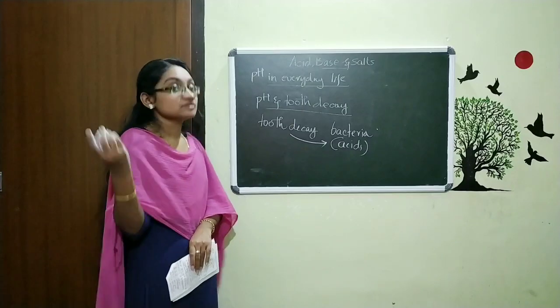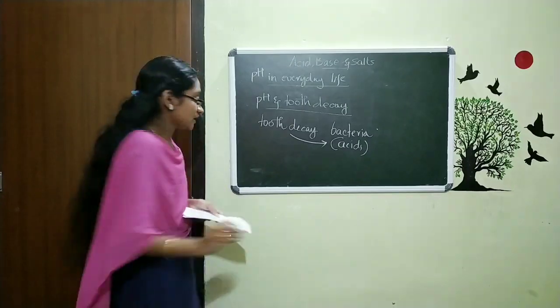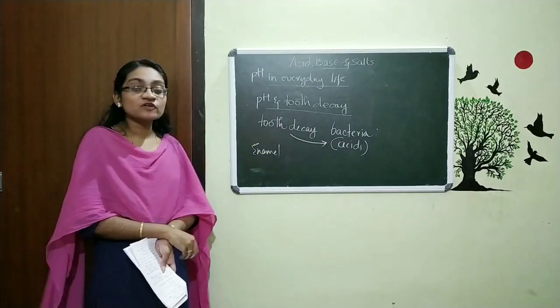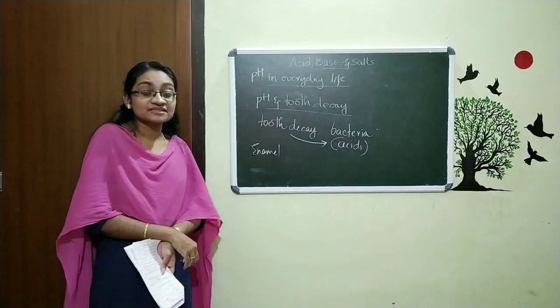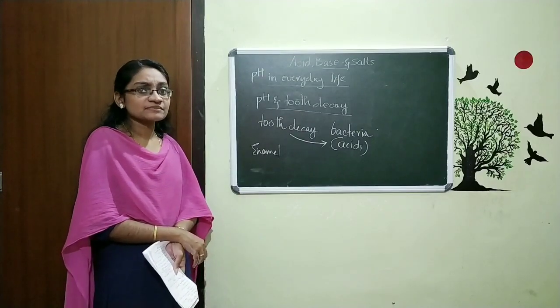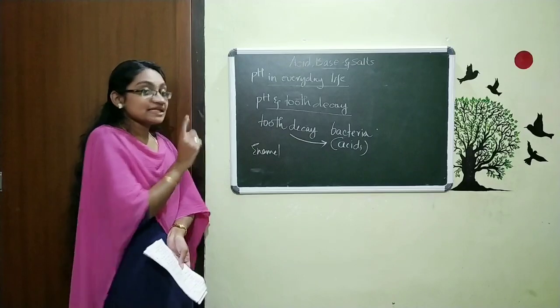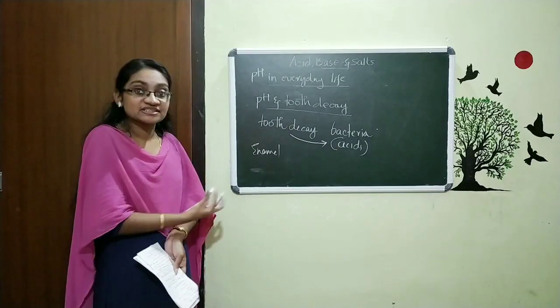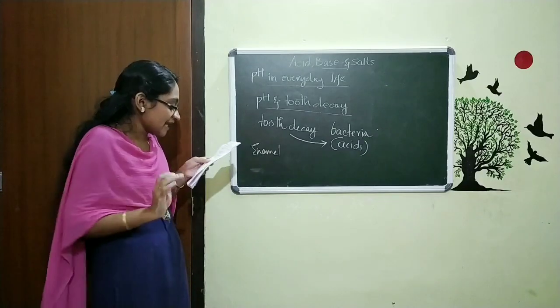Actually, our tooth has enamel. This enamel is one of the hardest substances present in our body. It does not dissolve in water or anything, but this enamel gets corroded. Corroded means it gets damaged when it comes in contact with acid.